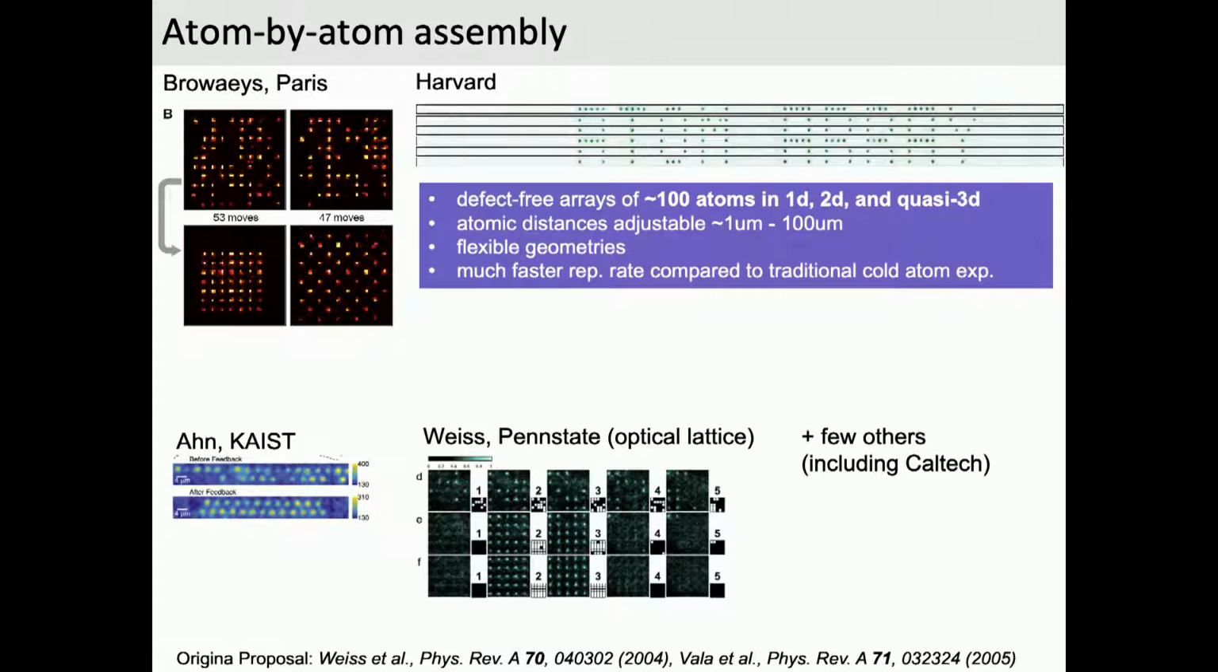The features are that you can generate defect-free arrays of, say, hundreds of atoms in 1D, 2D, maybe quasi-3D. The atomic distances are scalable, the geometries are flexible, and it's also much faster than traditional cold atom experiments, which will matter for some of what I'm showing.